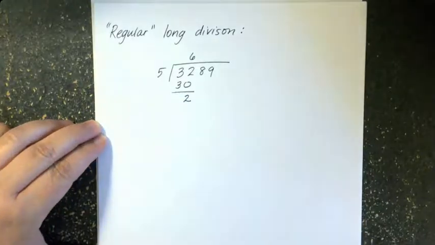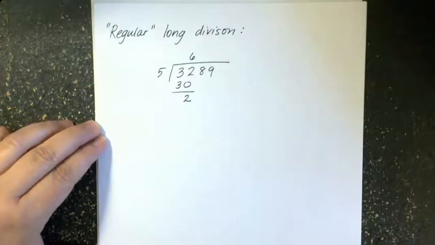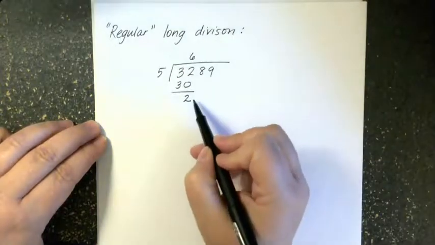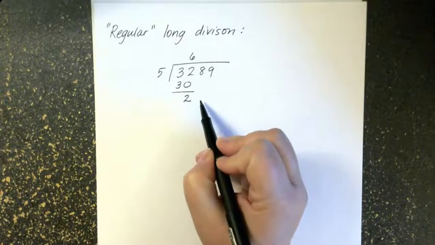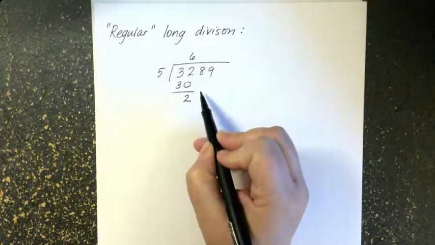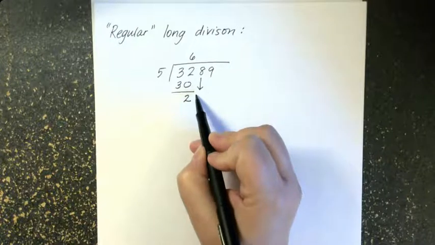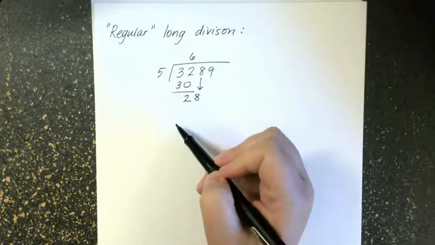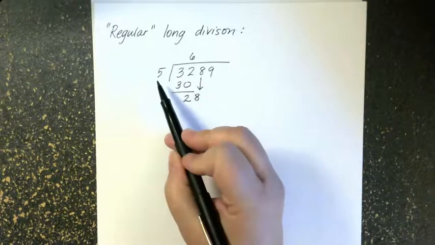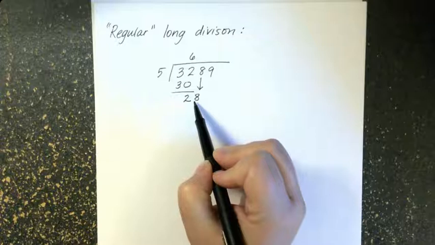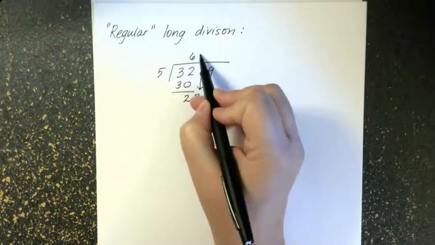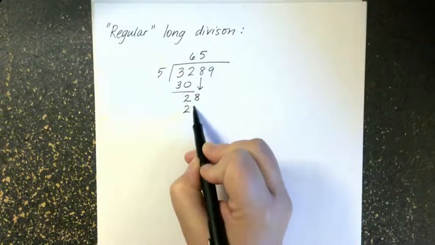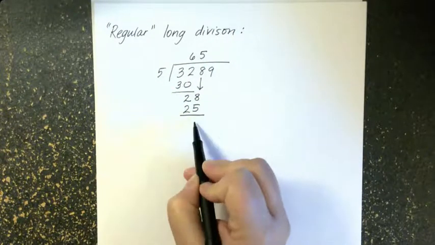Now, what I just did is something that happens over and over again. It's a cycle that we have started. So I'm going to do the exact same thing again after I prepare for that next cycle by bringing down this 8, because 5 doesn't go into 2. Then I do exactly the same thing again. How many times does 5 go into 28? The answer is 5, and I put that up here, and then I multiply. 5 times 5 equals 25, and then I subtract.